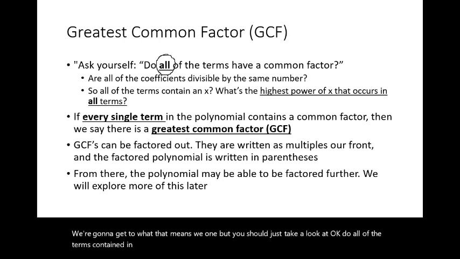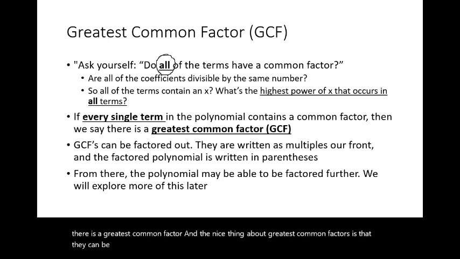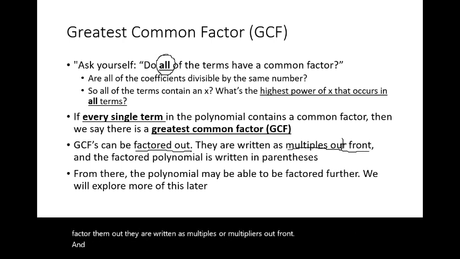Now, if every single term in the polynomial has a common factor, then there is a greatest common factor. And the nice thing about greatest common factors is that they can be factored out, so they can be written themselves as products. So GCFs, when you factor them out, are written as multiples or multipliers out front. And the factored polynomial is then written in parentheses directly next to it.